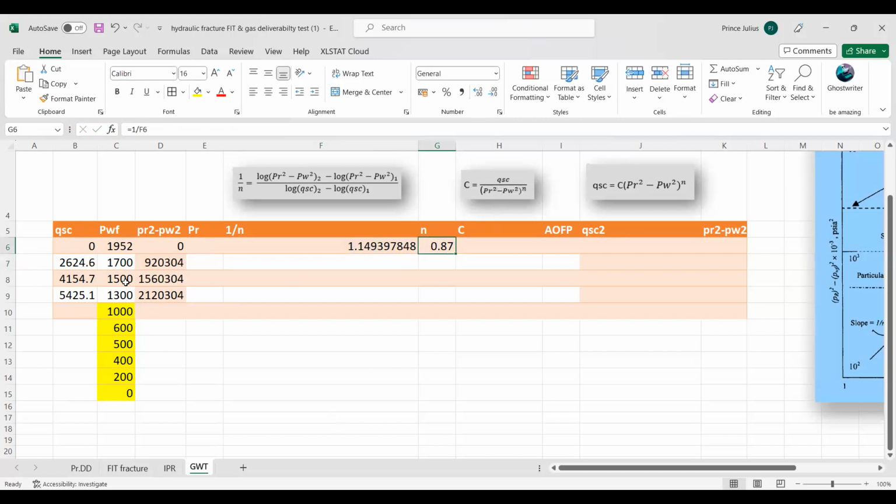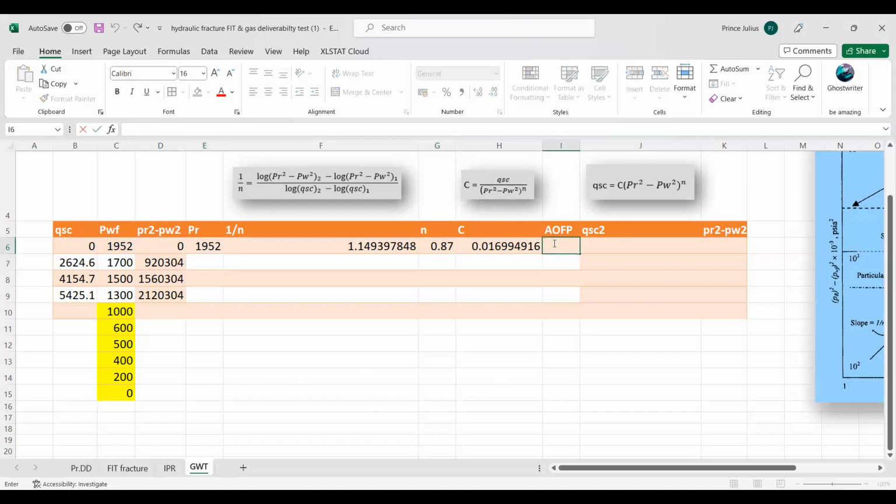You can take any point over here to get the value of c. Okay, so let me check out the value of c. So you can take any point. I will take the second point, QSC. Corresponding to that, my y-axis value, that is PR square minus PW square, power n value. So I got the value of C also. So I have the value of C, I have the value of N, and I have the value of PR as 1952. I will simply put PR value as 1952.